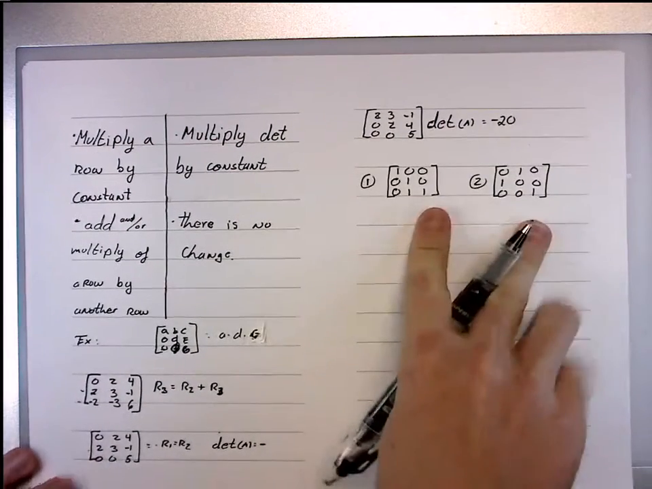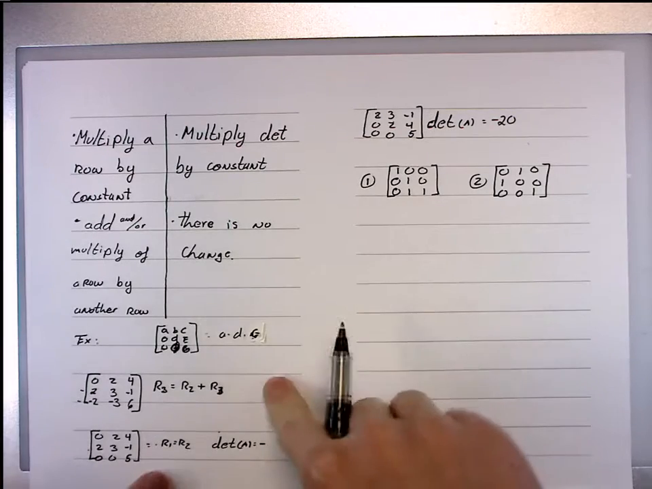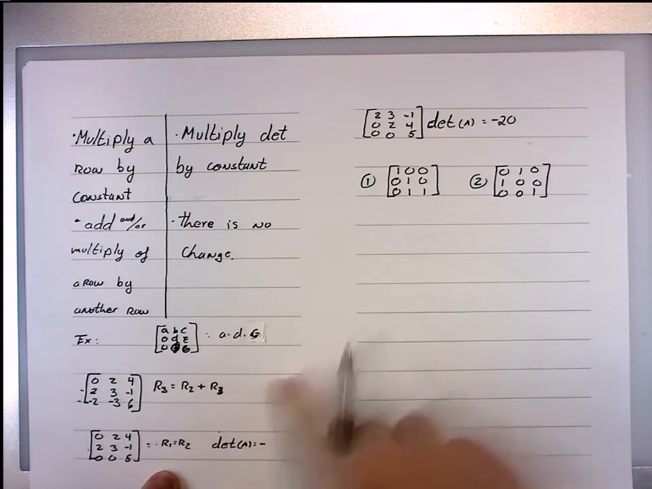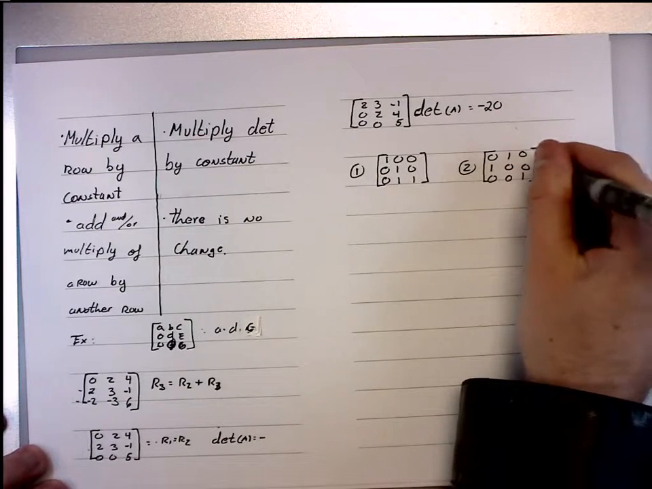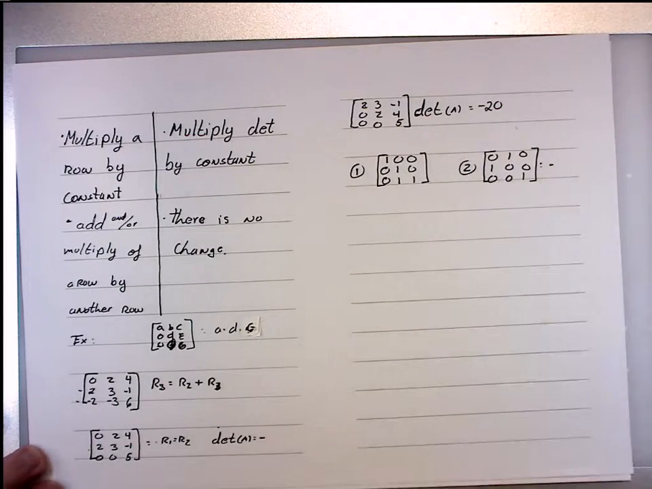So those are the two elementary matrices that I use in the same steps right here. By interchanging, you earn a negative sign. So this adds a negative sign to the determinant.